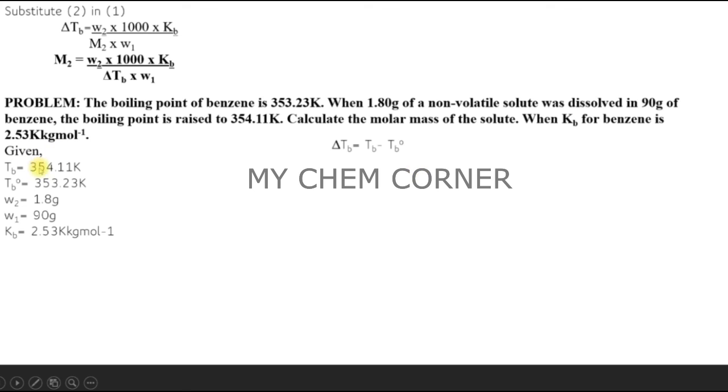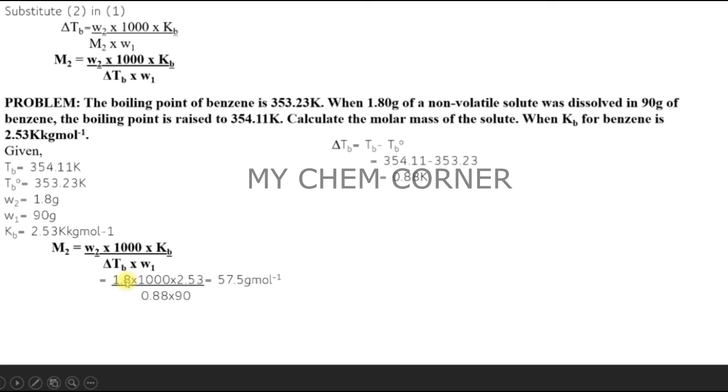But before that, we have two different temperatures, so we are going to calculate delta Tb. We substitute the values and find out delta Tb in this case. So it's going to be 0.88 Kelvin. Once you have done that, write down the formula and do the substitution. Here you get W2, which is 1.8 grams for your solute, then we have 90 grams, which is W1. When we substitute the entire thing, you will get 57.5 gram per mole. So the basic thing is, it's just a direct substitution of the formula as long as you can identify the values given to you in the question.